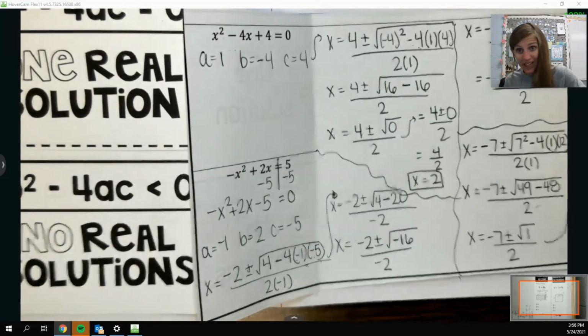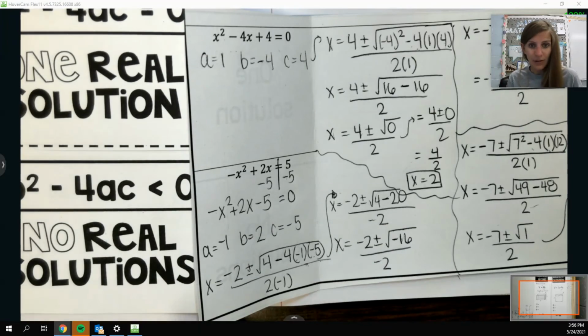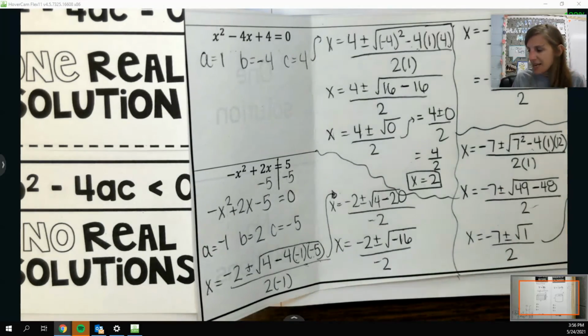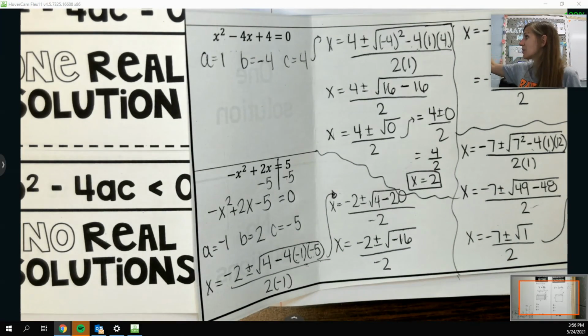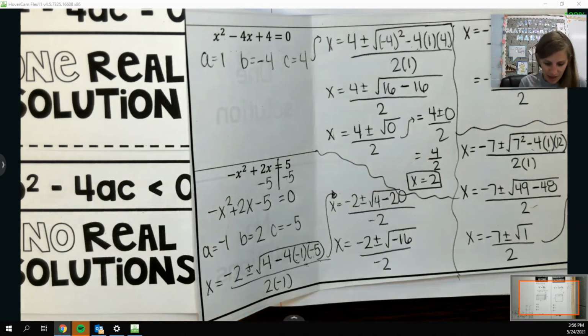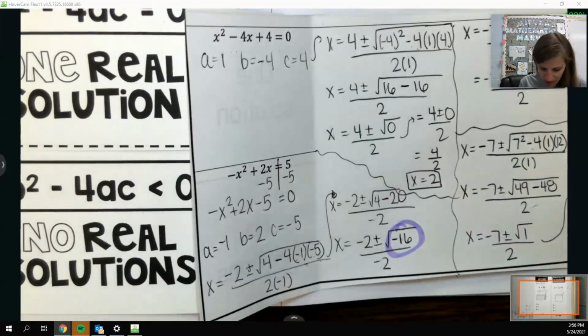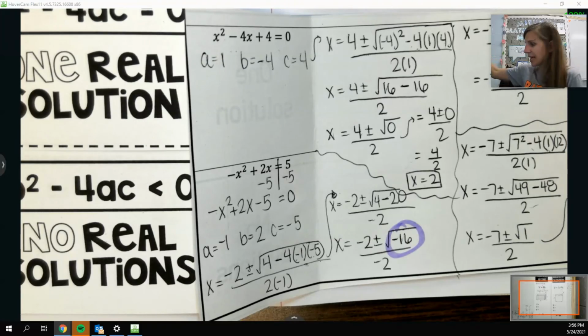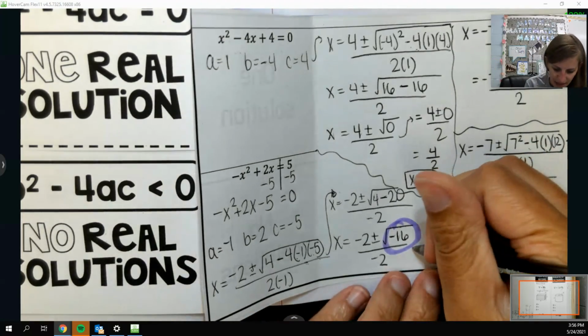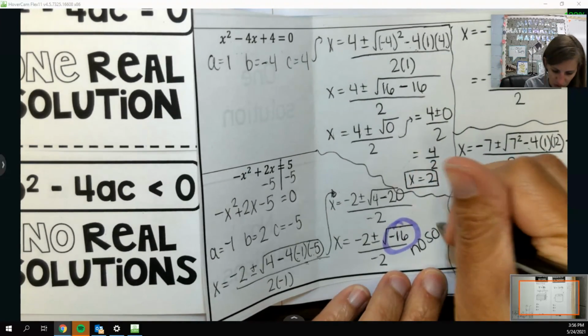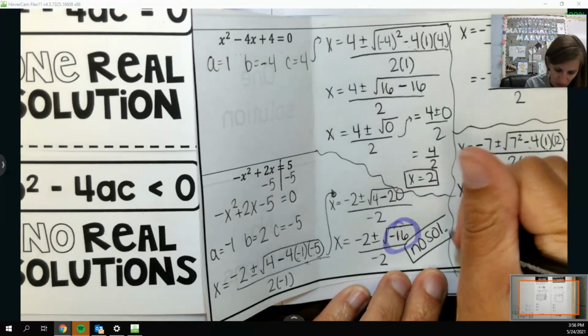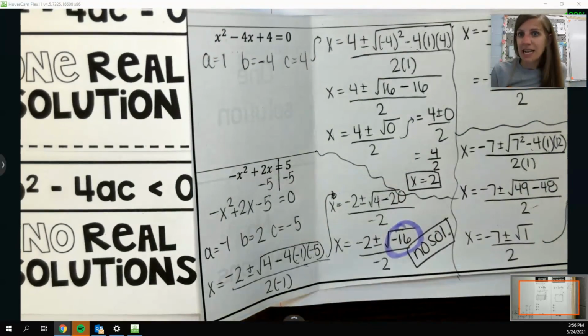And guys, right there, that should be a big red flag for you because you cannot take the square root of a negative. This right here is a big old no-no. Whenever you get a square root of a negative like that, that means that there is no solution. No sol. We talked about that in the last one too.